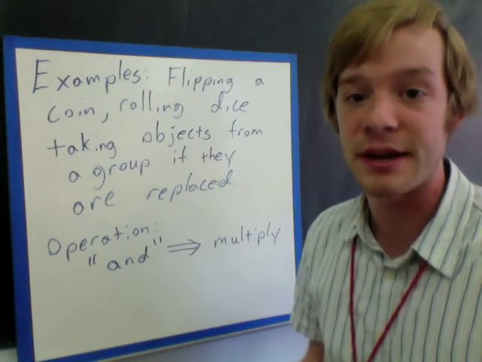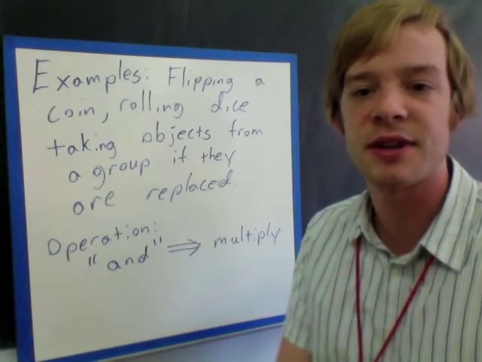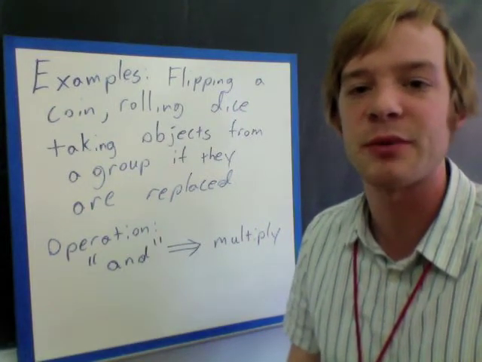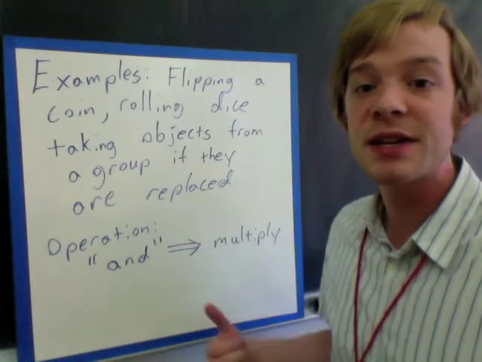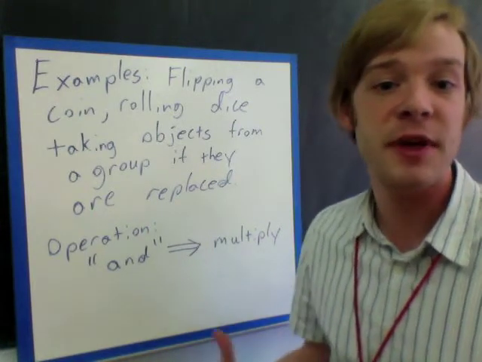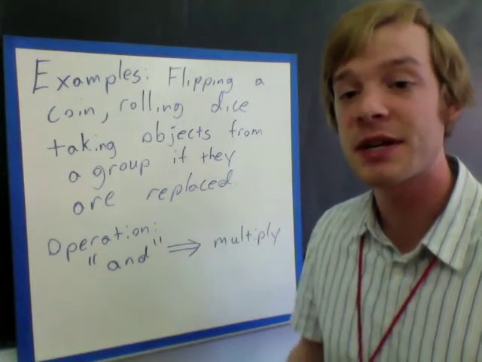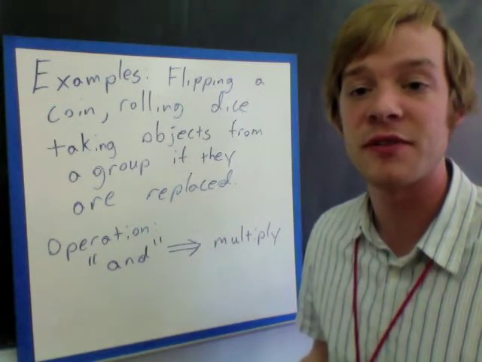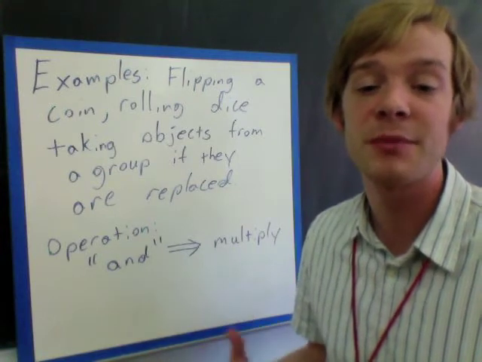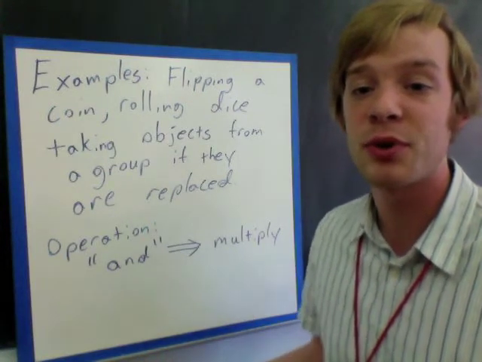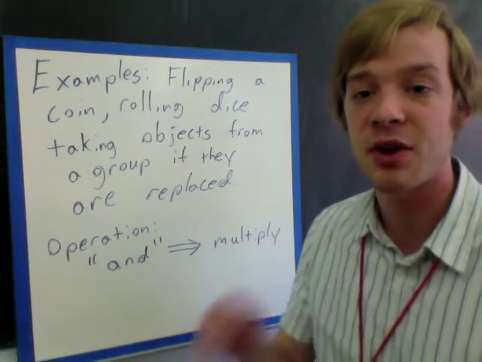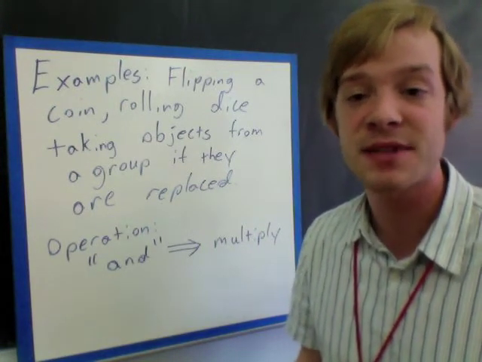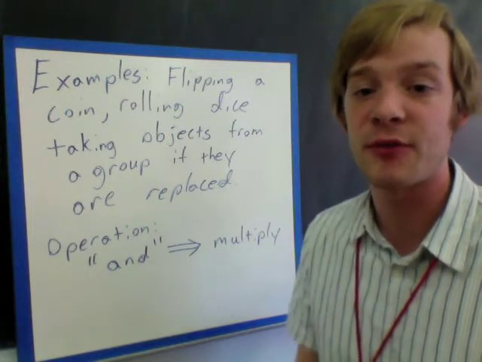Same thing with rolling dice. If I get a 6 on the dice once, that doesn't make it more likely to get a 1 or a 2 the second time around. Taking objects from a group, if they are replaced. So for instance, if I'm taking cards out of a deck, the second time I take a card out of the deck will not be affected as long as I put the first card back. So if I take a card out, draw 4, my chances of drawing a 4 are the same the second time, only if I put that first card back in the deck.